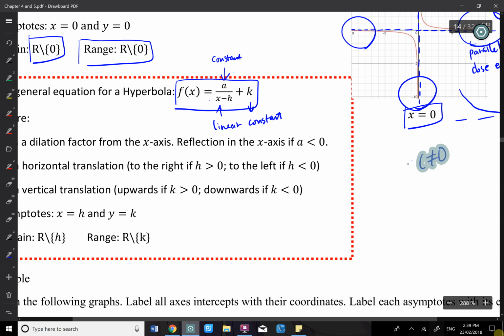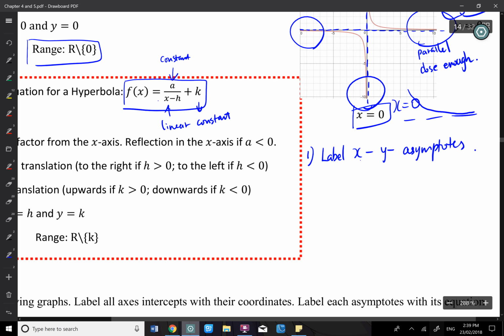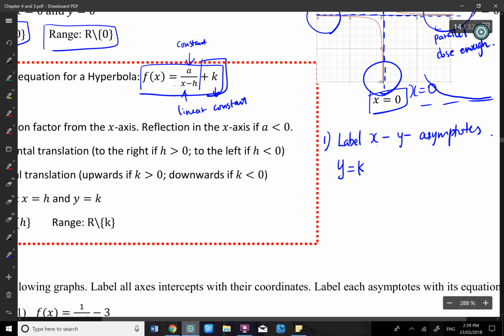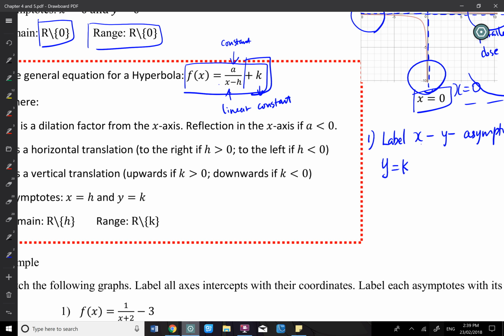I will write out the steps to sketch a hyperbola. The first step is to label the x and y asymptotes. One of them must be y equals k. That is the constant you add at the back. That is your horizontal asymptote, the k value. The last constant you add will be the asymptote for y, the horizontal one.